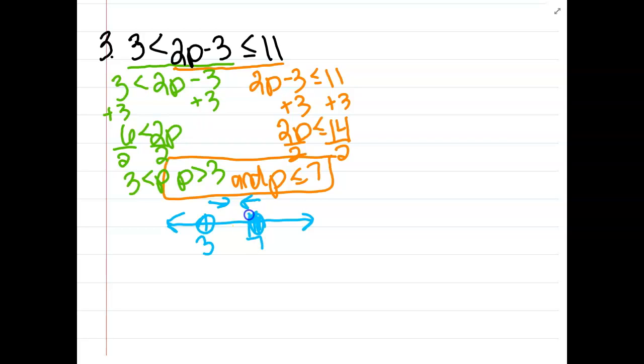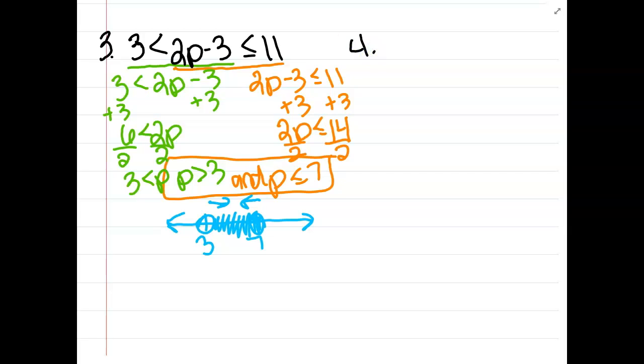Yeah, in the middle. And what you guys are going to find out is most of the time, the and inequalities are going to be shaded in between the dots. Not all of the time. There are a few exceptions. But most of the time, that's what they're going to look like. They're going to be shaded in the middle.